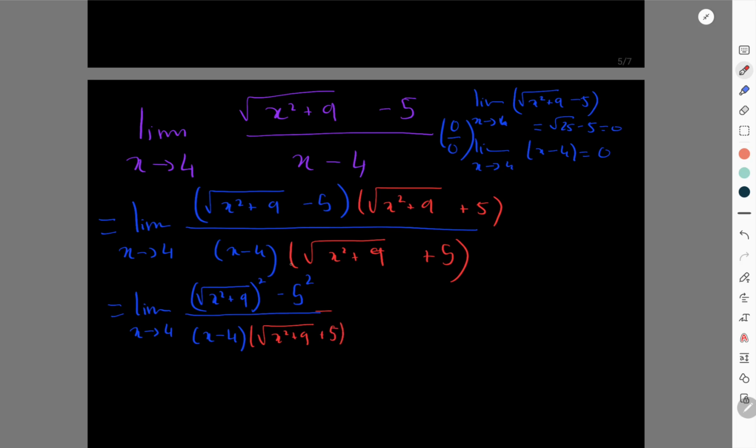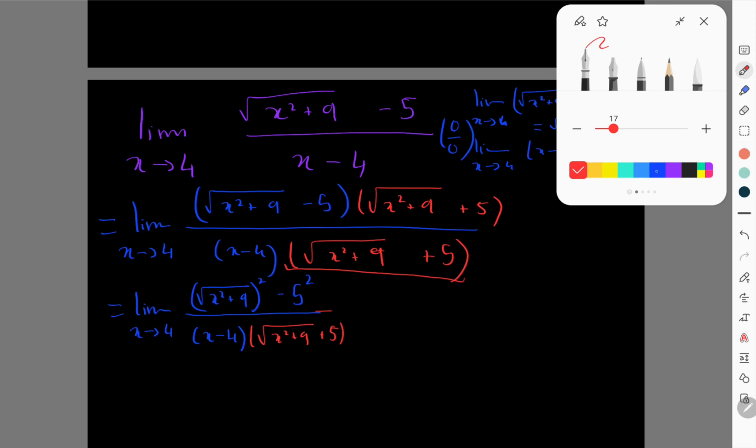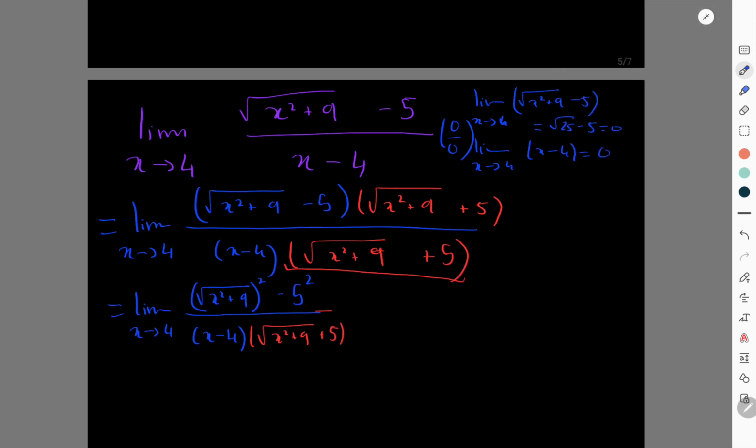Of course, the term in red, square root of 25 plus 5, approaches 10 as x approaches 4. So this term, we should not try to touch it. We should keep it as it is because it's not giving us any problems. It's not giving us a 0. So let's see what we get. I get x squared plus 9 minus 25. So this is just x squared minus 16 over x minus 4 times the nice term that we have here, square root of x squared plus 9 plus 5.